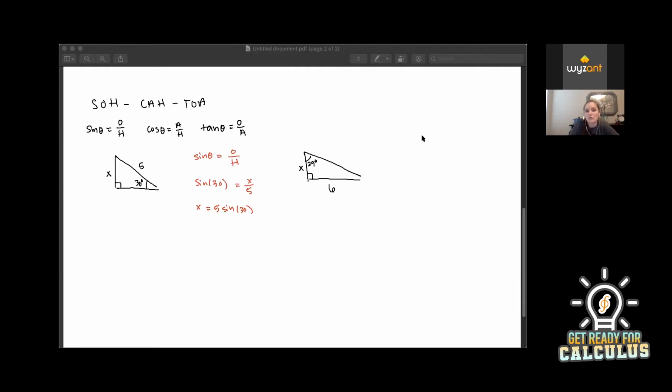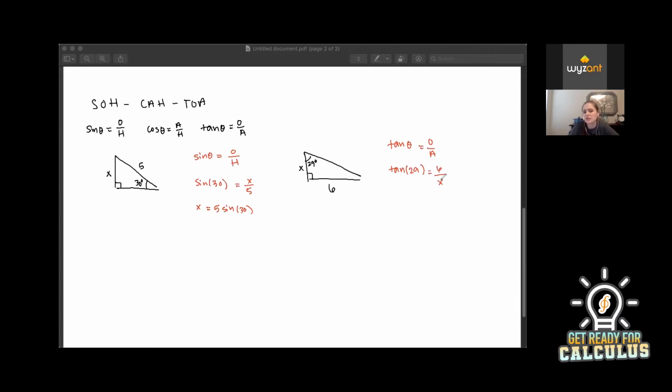So we can say tan theta is equal to opposite over adjacent. And then plug in what we know. So we're plugging in the 29 angle. Opposite of that is 6. And the adjacent side is x.